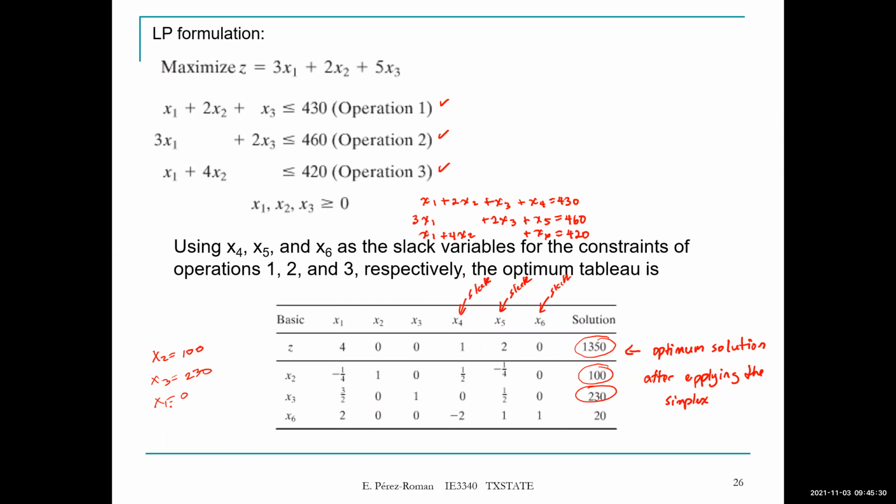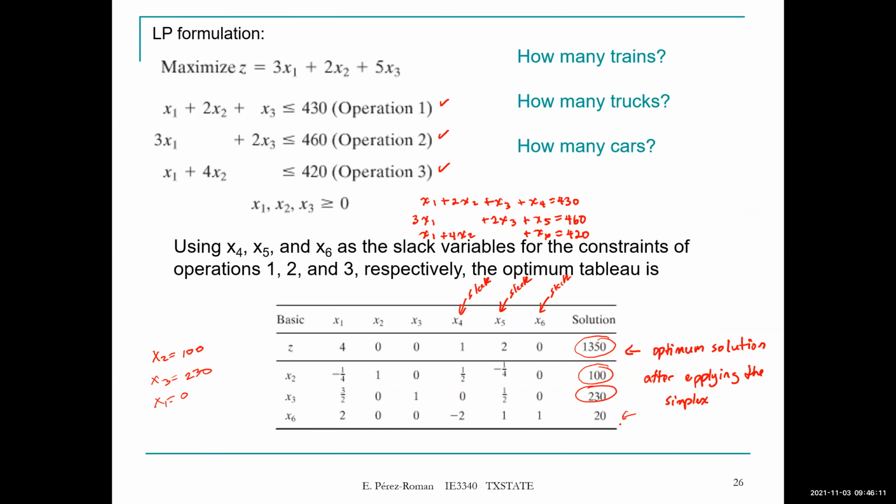So the idea now, if you observe this solution, what this is telling us is you still have some slack here that is unused, right? So this is basically associated with operation number 3. So this is telling us we still have around 20 units of time available of this resource that is not used. But the optimal solution, based on the resources that you have available, this is the optimal solution. So now we want to go into the sensitivity analysis using this information.